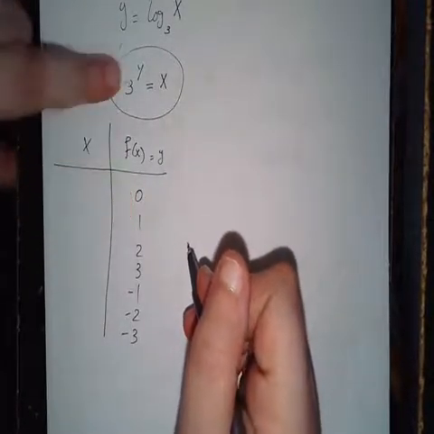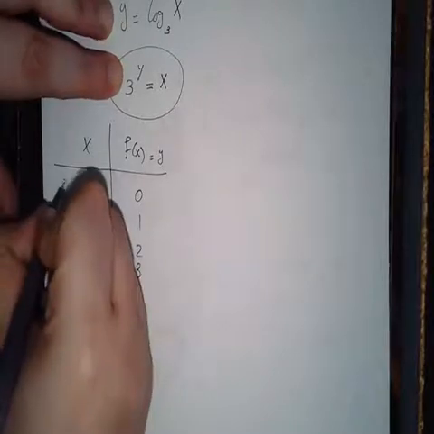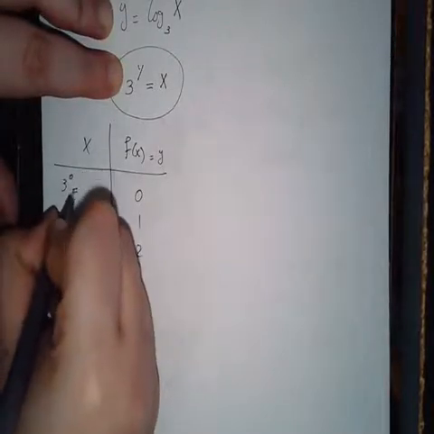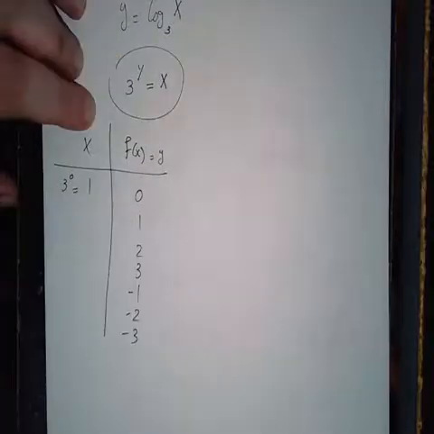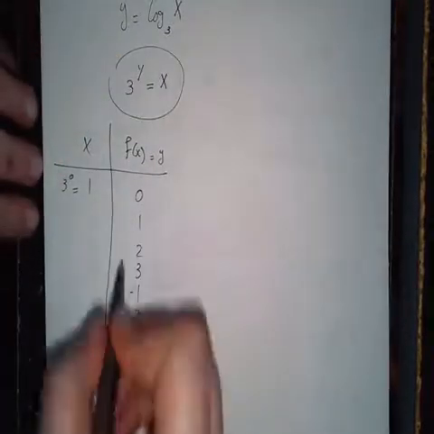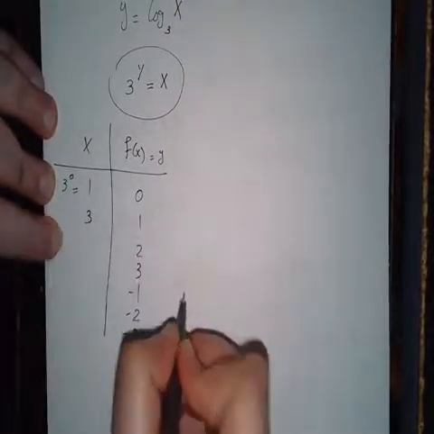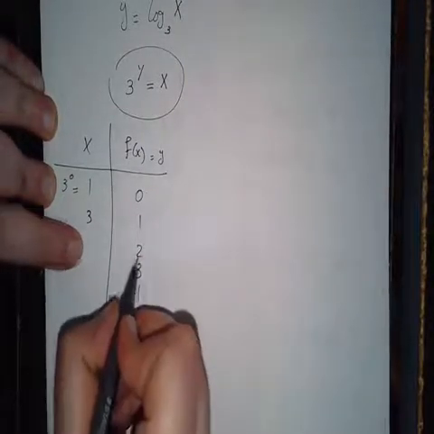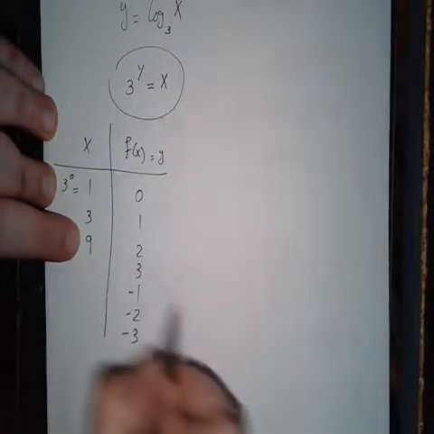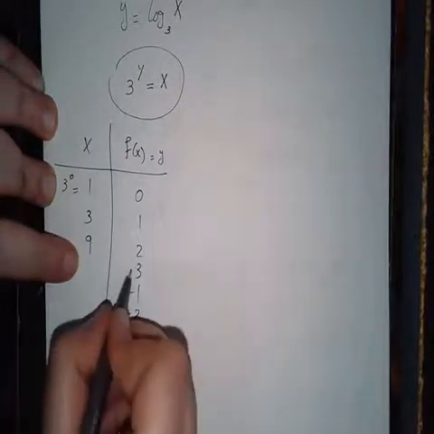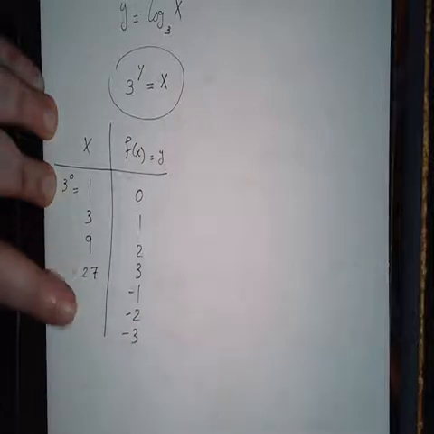Plugging in 0 in here. That makes it 3 to the 0, right? Which is 1. Anything to the 0 power is always going to be 1. Now, how about 3 to the first power? It's going to be 3. 3 to the second power is going to be 9. 3 to the third is 27.